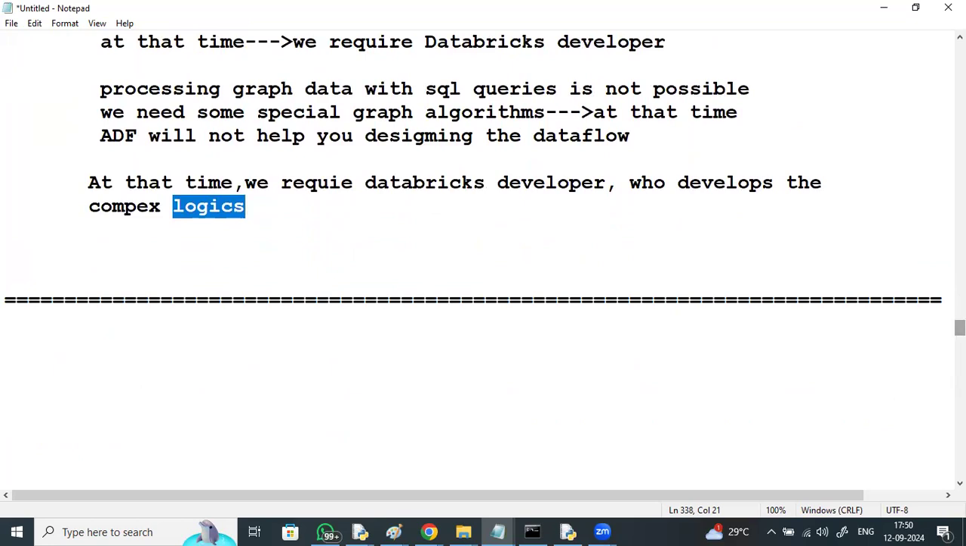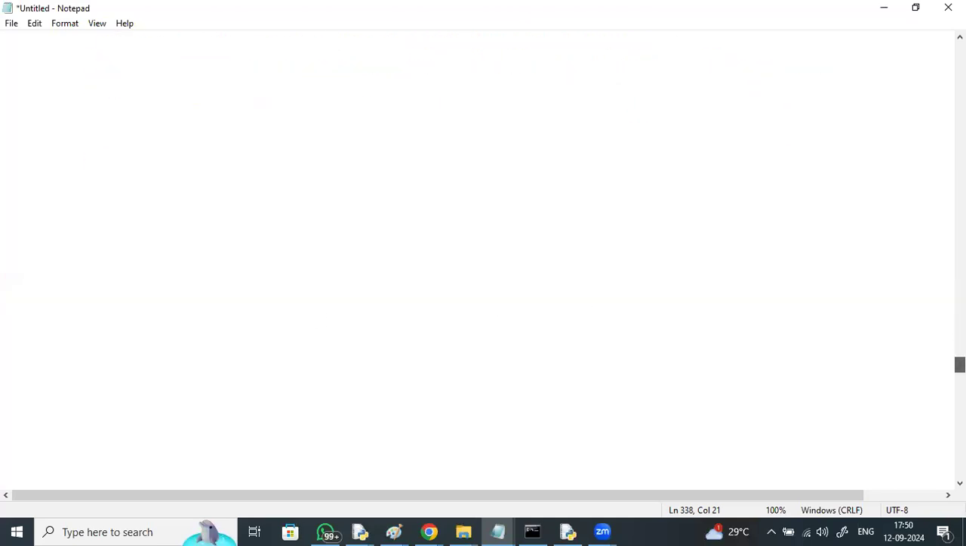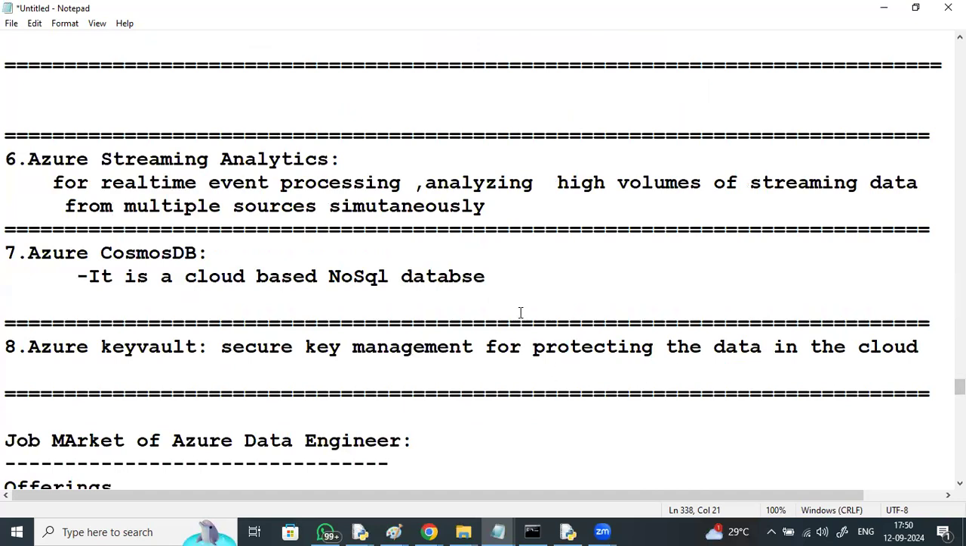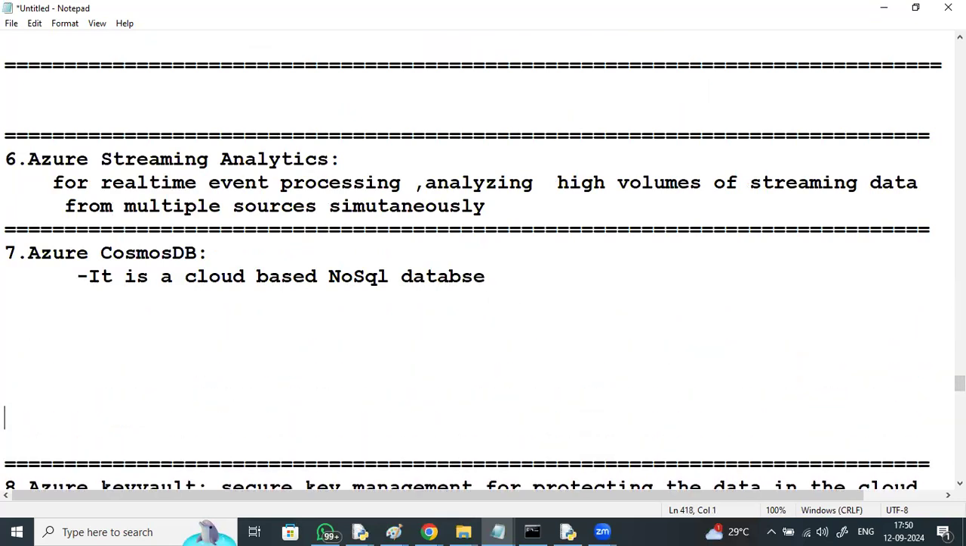Azure Cosmos DB. I was saying, Azure Cosmos DB is a cloud-based NoSQL database. NoSQL means not only SQL. NoSQL, right? Not only SQL.